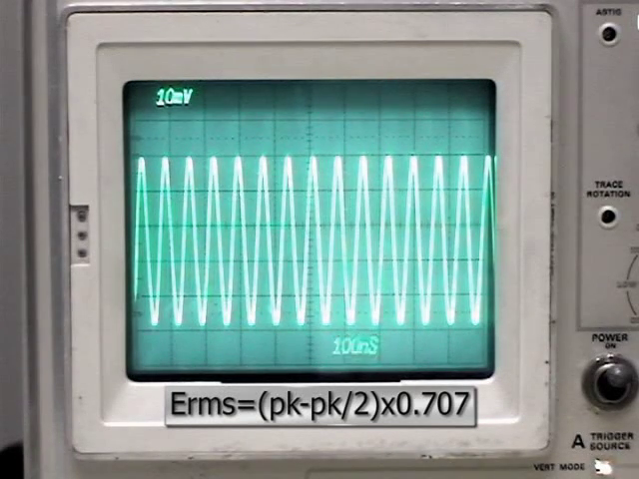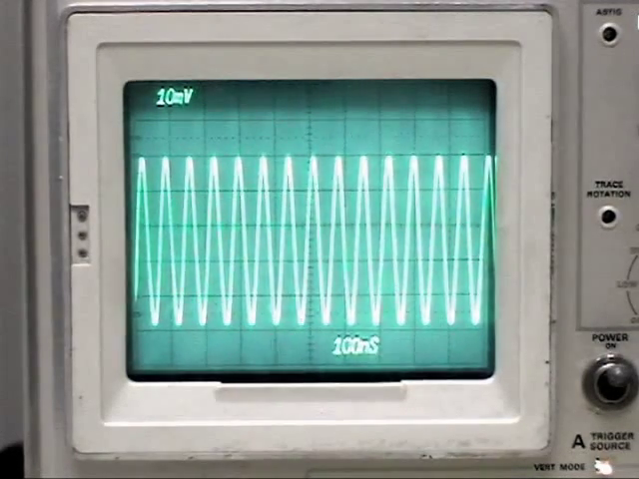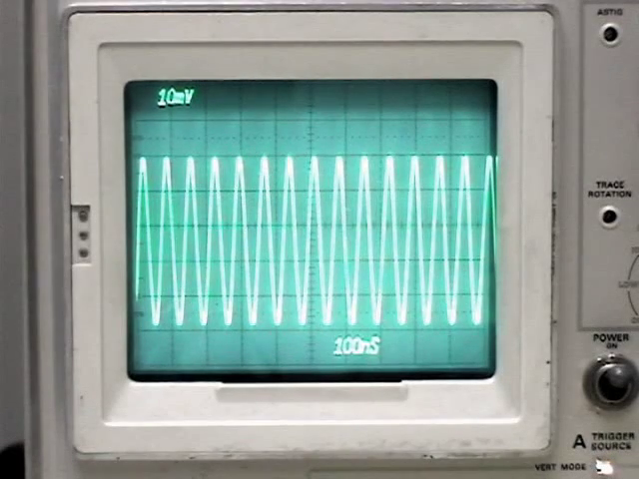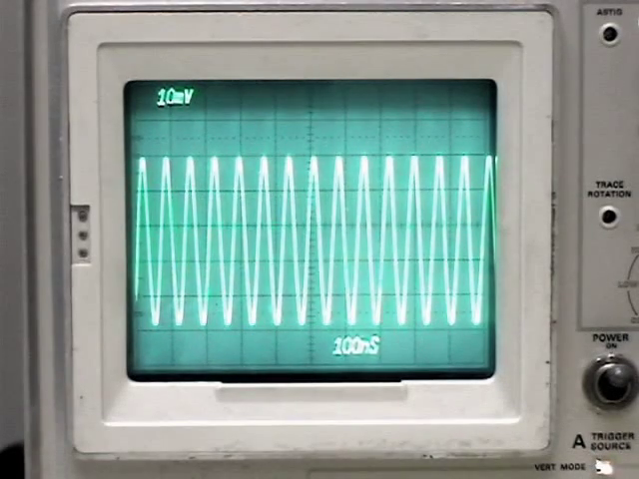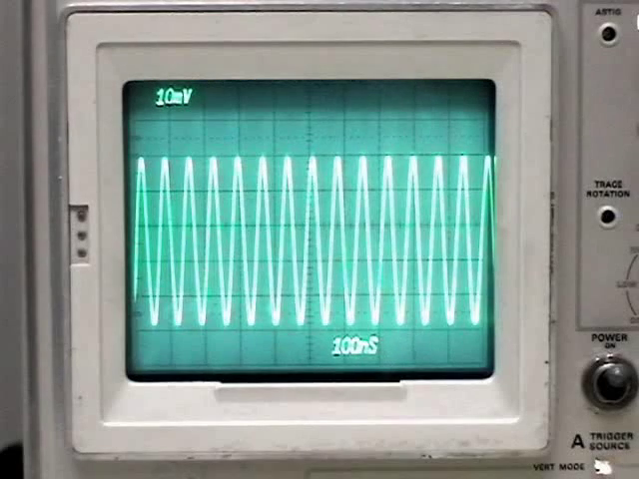So if we take 4.8 times 10 millivolts, that is 48 millivolts. Divide that by 2, we get 24 millivolts. We multiply that by 0.707 and we get 16.96. So we get almost 17 displayed on the scope. The generator says we're 20, so we'll just live with what the scope says. It looks like things are in relative agreement.